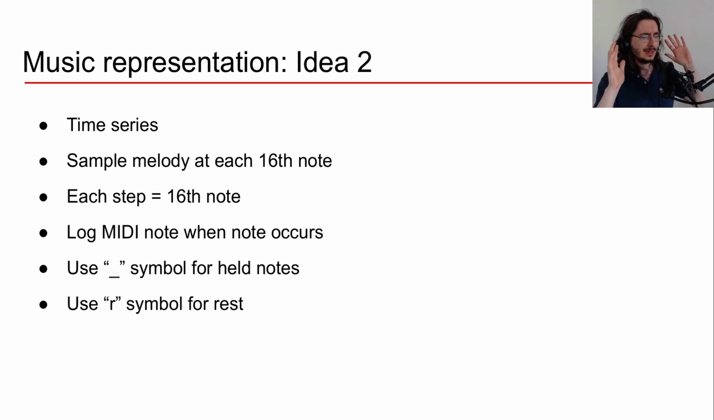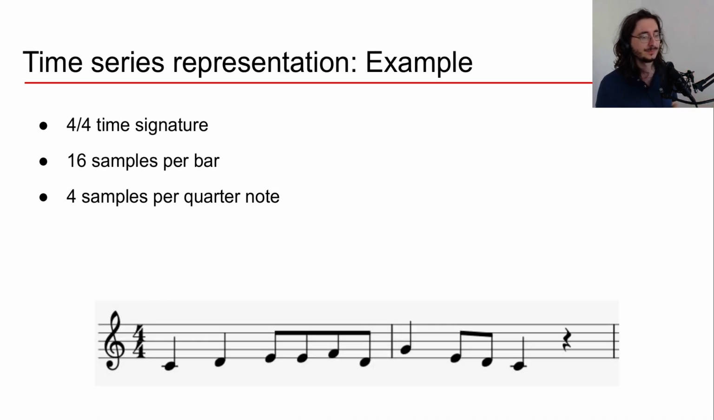Okay, so I feel this could be a lot to take in and a little bit abstract. So let's go and take a look at an example. Once again, we're back with our familiar melody. Here we know that we are in a 4/4 time signature, which basically means that for each bar we're going to have 16 samples, because we have 16 16th notes in a 4/4 bar. For each quarter note, we're going to have 4 samples. And remember, in this case, each quarter note is going to be equal to a beat.